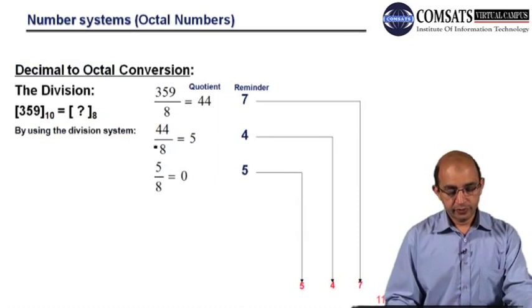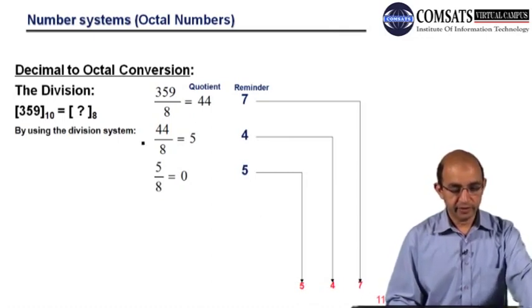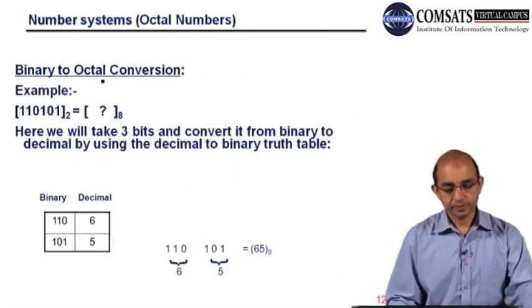And here we have decimal to octal. Because the target base is 8, we are dividing by 8: quotient, remainder, quotient and remainder, quotient and remainder. So this is the answer, 547. This is most significant and this is least significant. So here we converted a decimal number into an octal number.